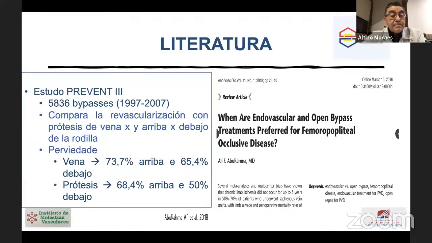5.836 bypasses, onde compara a revascularização com prótese de veia acima e abaixo do joelho, e a perviedade da veia foi 73, ou 70, quase 74% acima e 65% abaixo do joelho, e a prótese 68% acima e 50% abaixo. São números expressivos, porque temos aí uma grande vantagem para acima do joelho e uma perviedade muito baixa para abaixo do joelho. Isso significa que lá, preferencialmente, hoje, tendemos a fazer uma cirurgia endovascular.